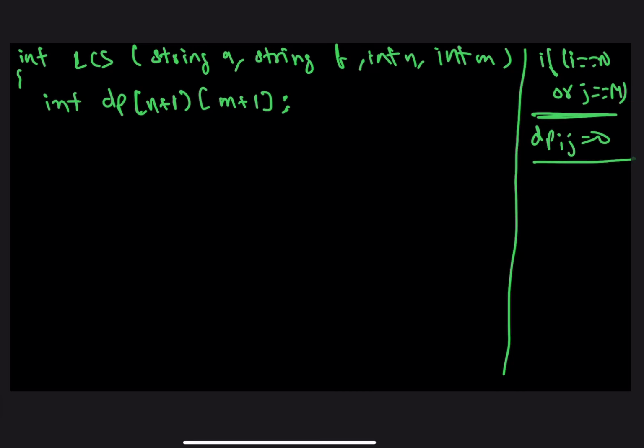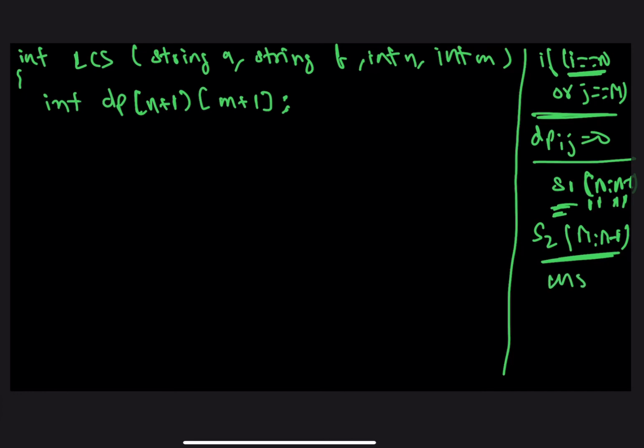Why? Because if i is equal to n, it just means that s1 from n to n minus 1 will have a length of 0. It will be an empty string over here. Or even if you look at s2 from m to m minus 1, it would be another empty string. So if you take the longest common subsequence of an empty string with any other string, the longest common subsequence will have a length of 0. So the answer will be equal to 0 in this case.